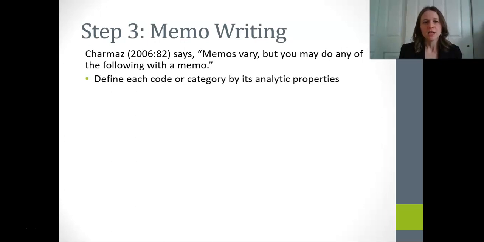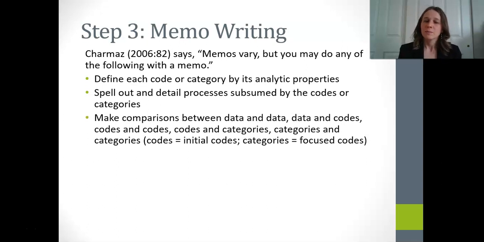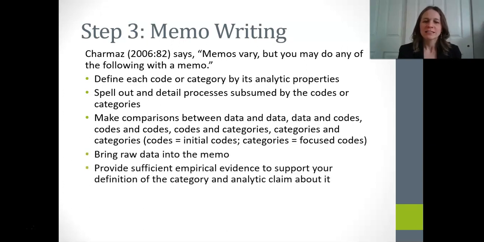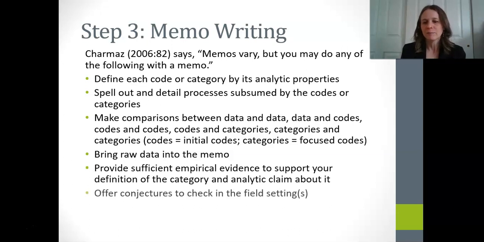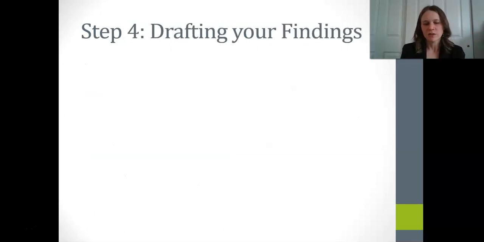I'll read these. You might define each code or category by its analytic properties, spell out in detail processes subsumed by the codes or categories, make comparisons between data and data, data and codes, codes and codes, codes and categories, categories and categories. Bring raw data into the memo, provide sufficient empirical evidence to support your definition of the category and analytic claim about it, offer conjectures to check in the field setting, identify gaps in the analysis, and interrogate a code or category by asking questions of it.